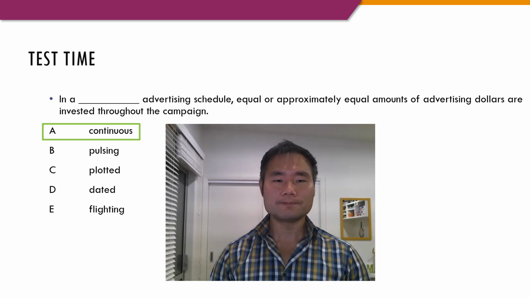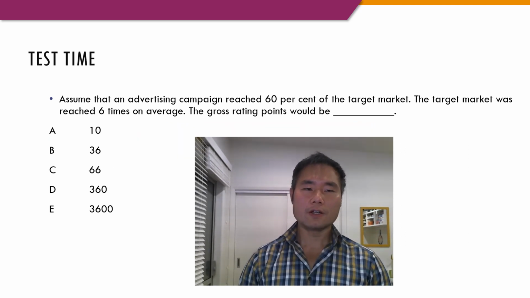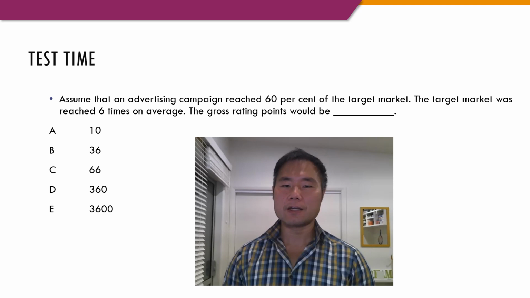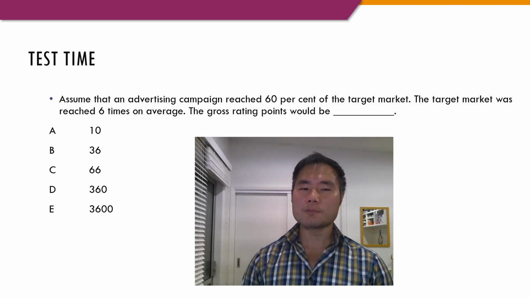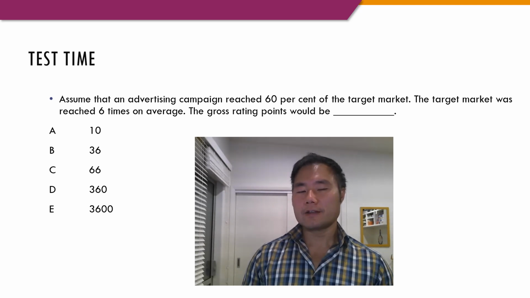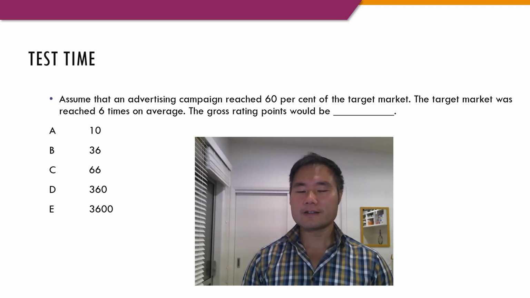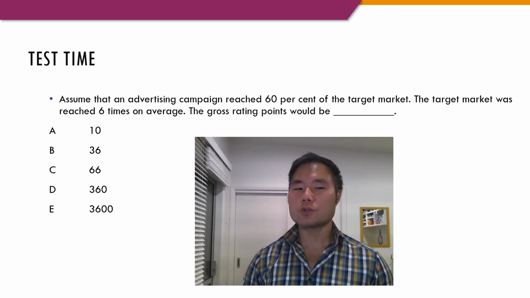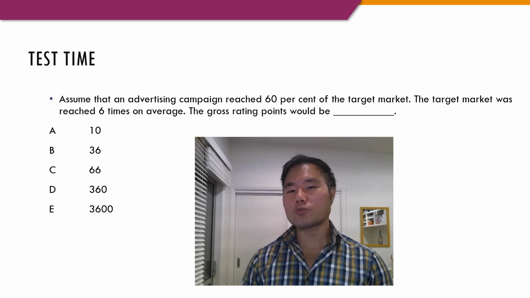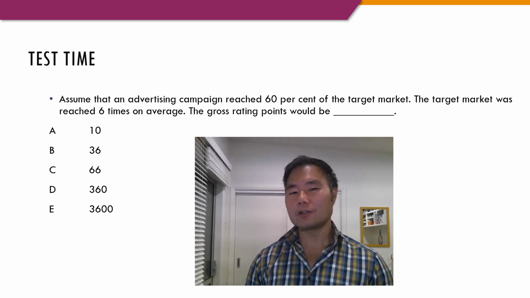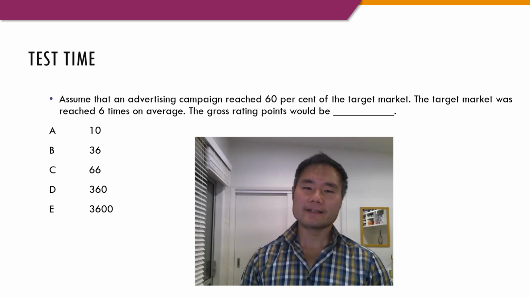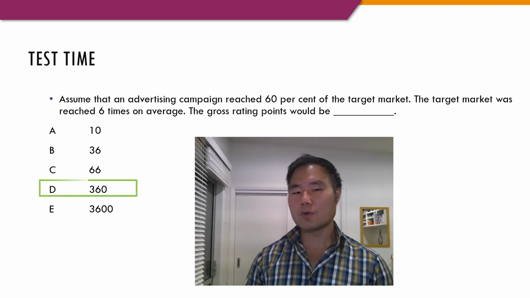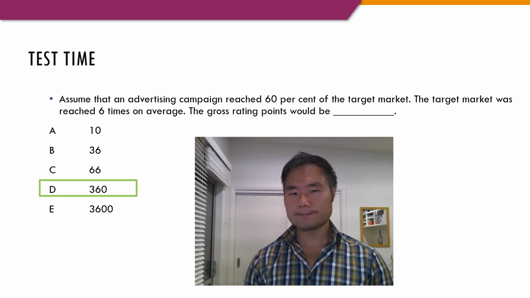This question here assumed that an advertising campaign reached 60% of the target market. The target market was reached 6 times on average. So remember that the frequency, in this case 6, multiplied by the reach, which is 60%, usually gives you advertising weight, and gross rating points are a way of describing advertising weight. So in this particular case, 6 times 60 gives you 360. So that's 360 gross rating points.